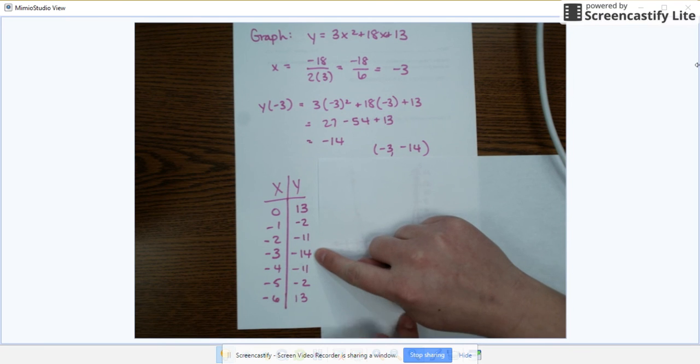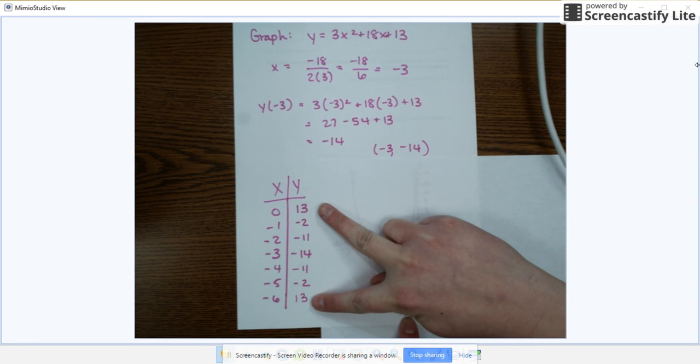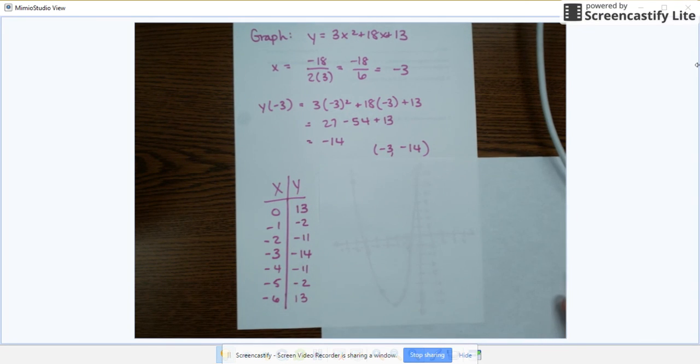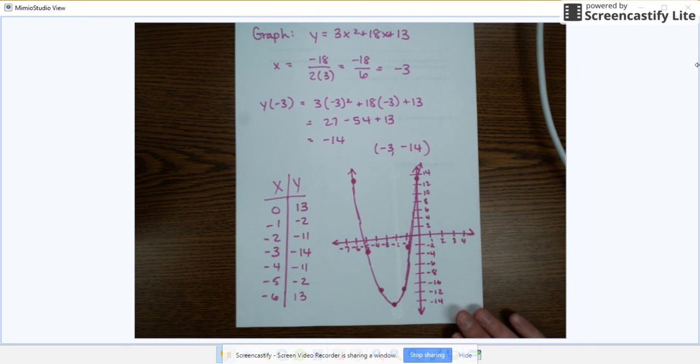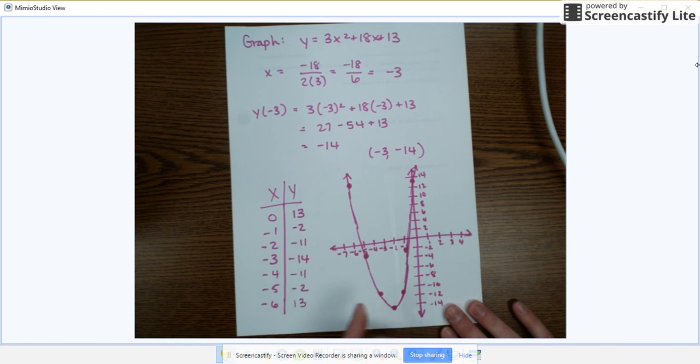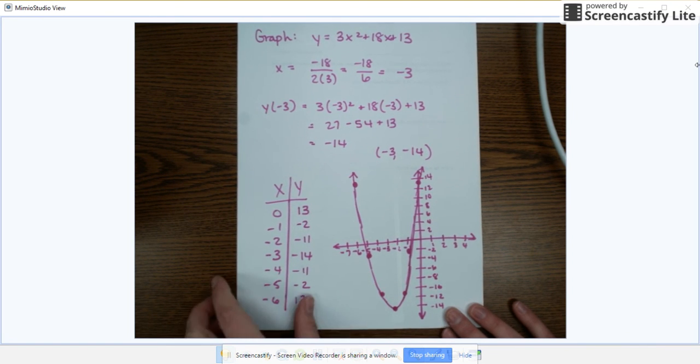If you notice, here's our vertex. The point just above and below have the same y value. The points 2 above and 2 below also have the same y values, and then also our top and bottom values have the same y values. That's because our parabola is symmetric. So here's a sketch of that parabola. Symmetric, remember, means you can fold it in half and it would be a reflection, which is exactly what this is. Okay, our axis of symmetry is that line of reflection.